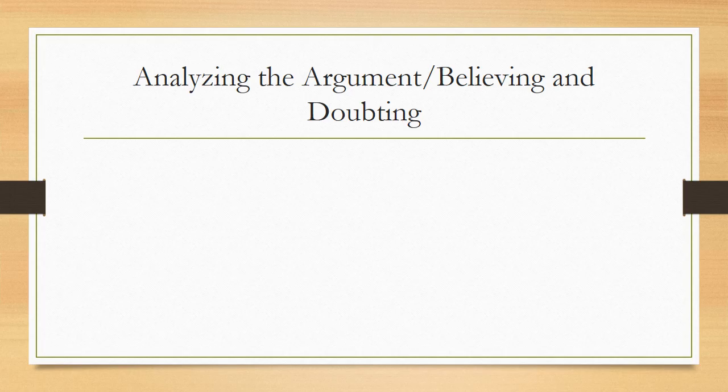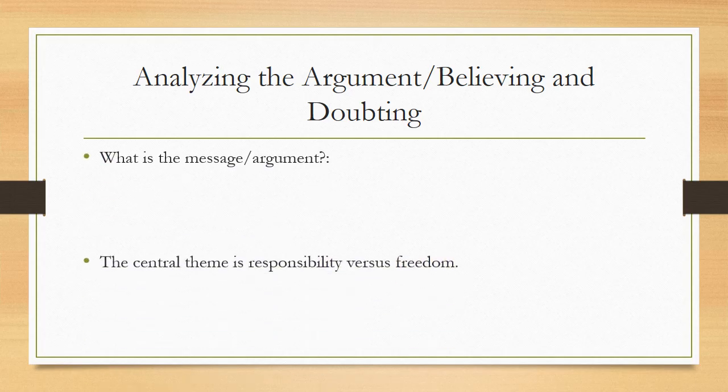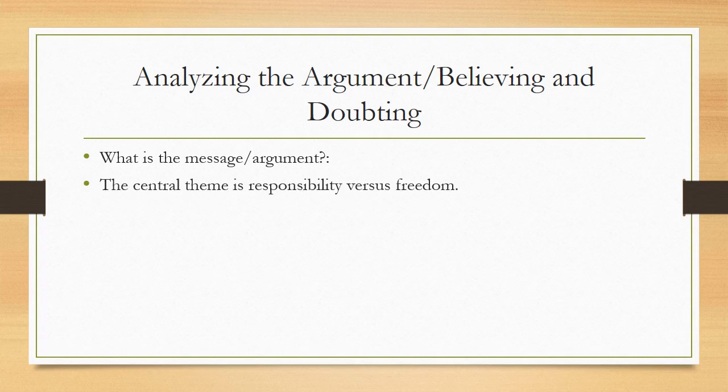How does pulling on this thread, unraveling this pattern, then tell us about the argument of the text, which is our next step? After we've identified patterns, use those patterns as keys to unlocking the argument, and once we know the argument, play the believing and doubting game with it. So what is the message or argument? We'll get to that in a second.